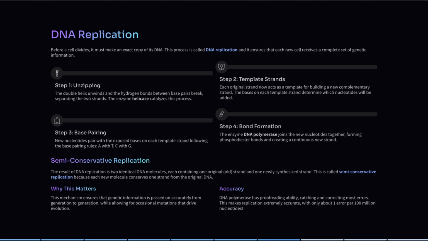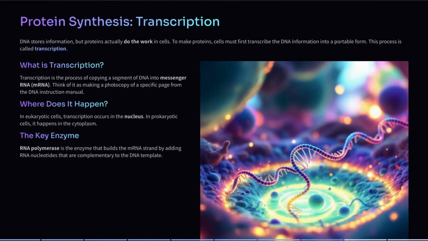Now, DNA stores information, but proteins are the molecules that actually perform most functions in the body. So how does DNA lead to protein production? This happens through a process called protein synthesis, which occurs in two main stages: transcription and translation. In transcription, a segment of DNA is used as a template to produce messenger RNA, or mRNA. This process takes place in the nucleus.